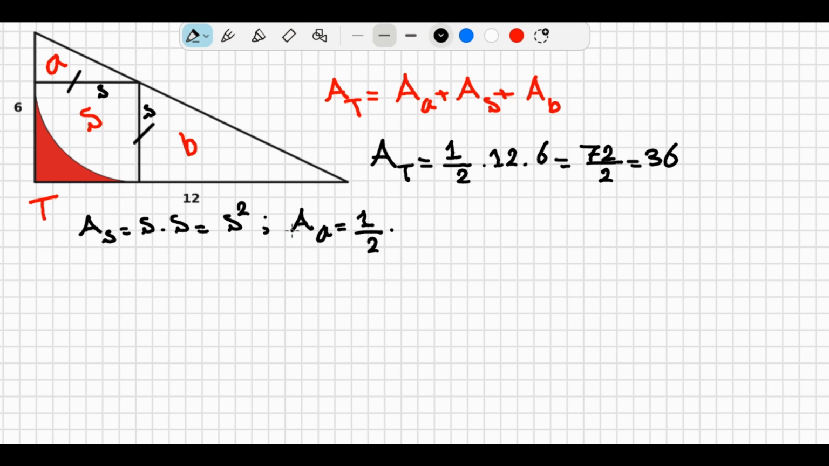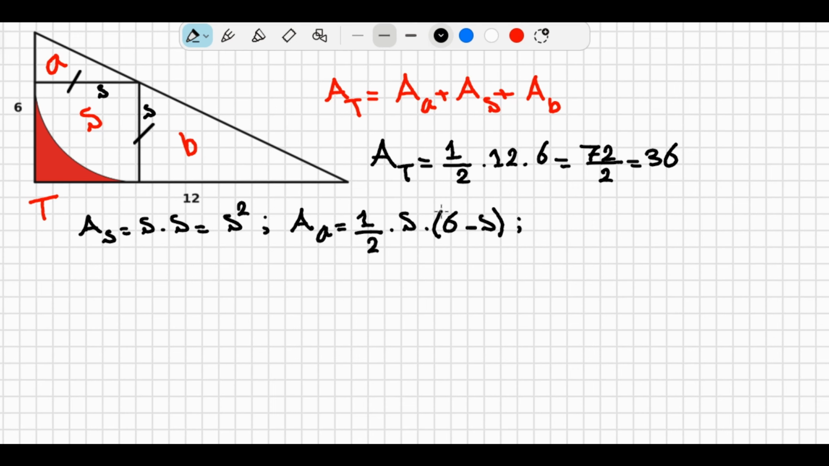1/2 times base, that is this side S, times height, this leg here. We know that the total height of the big triangle is 6, from there to there. The side length of the square is S, that you can see. This is S, S, S, and S. So the height of the small triangle above the square is simply 6 minus S.